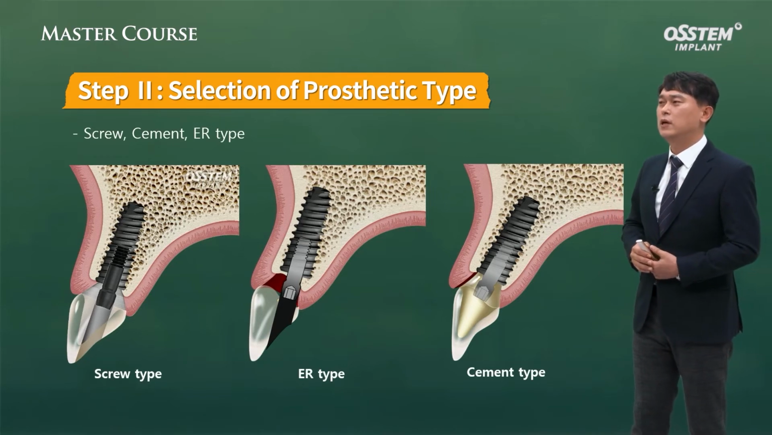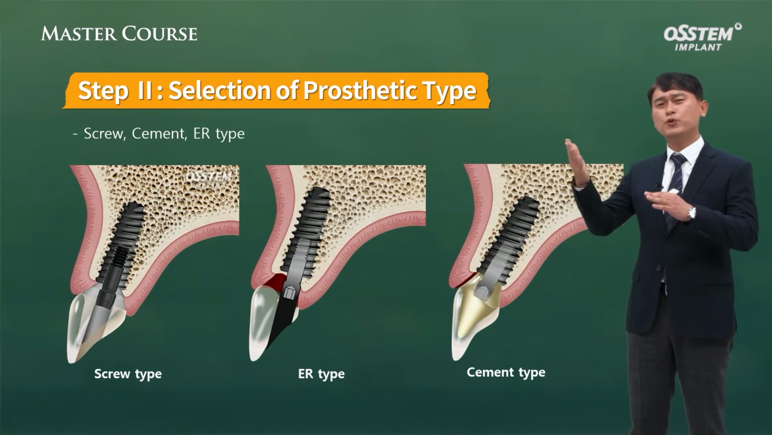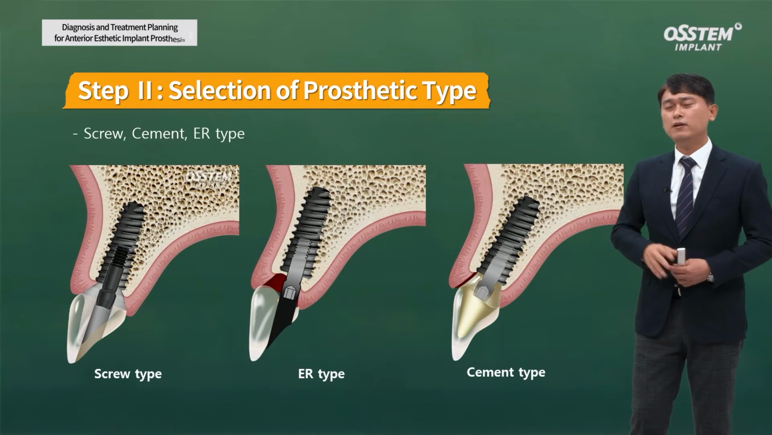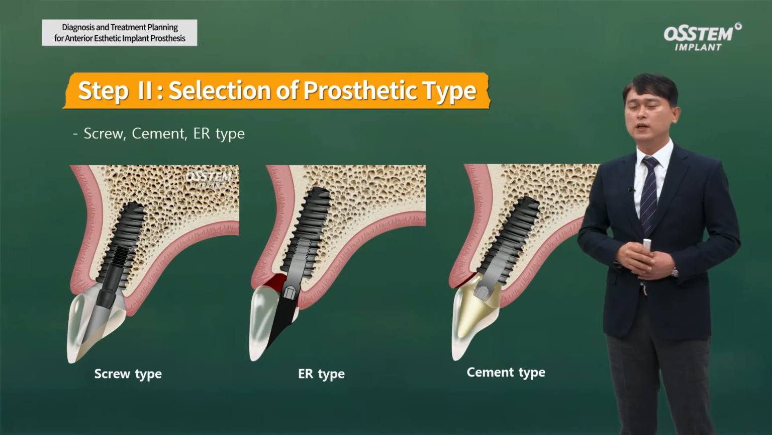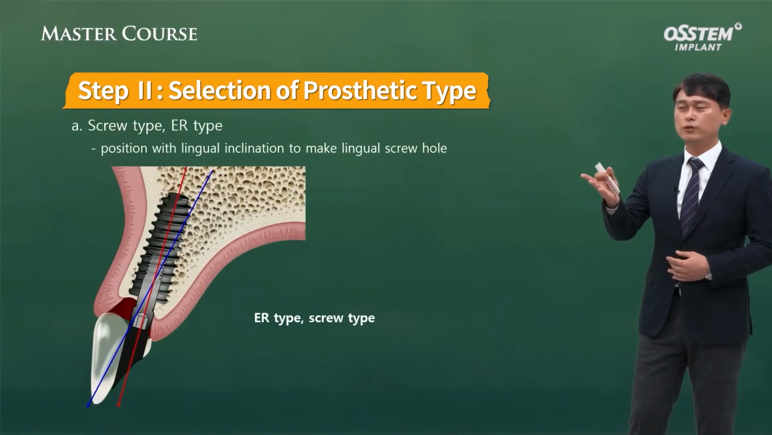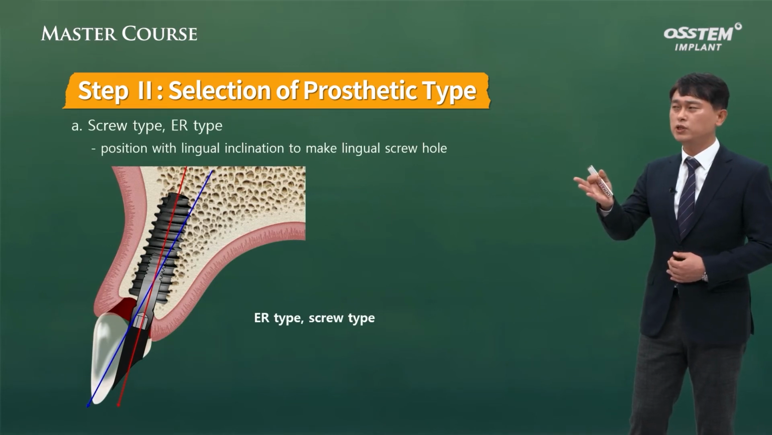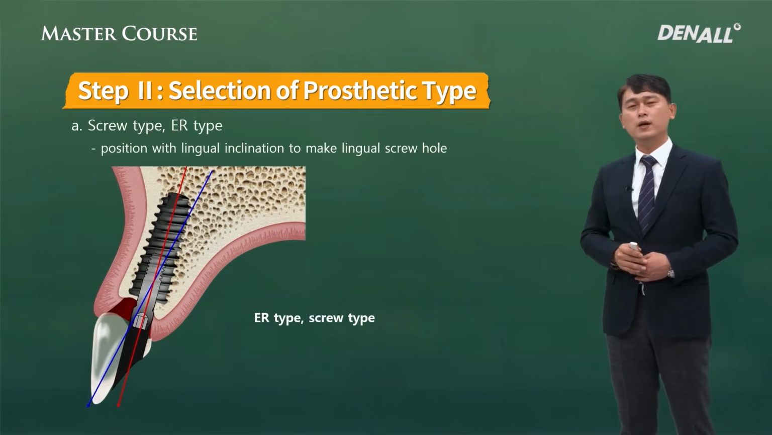So from the beginning, maybe you can plan for ER type, or I'm going to mention this later in the lecture, but you can use angle driver to form a screw hole on the lingual side. This is ER type, screw type prosthesis. Use cement zirconia on custom or stock abutment. And through screw, it can be removed. And then you can clean it up and then connect it once again.